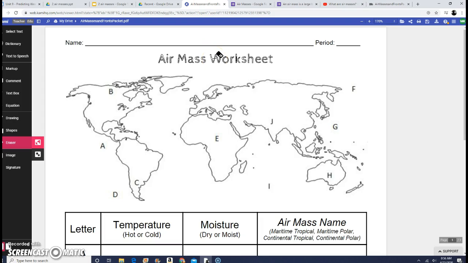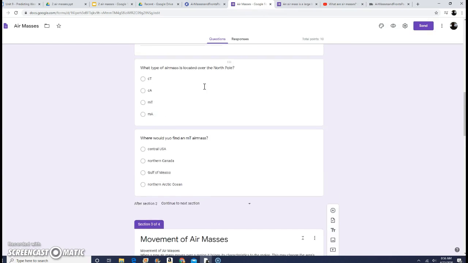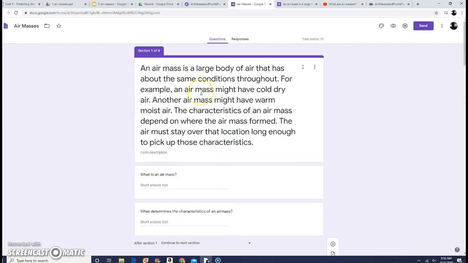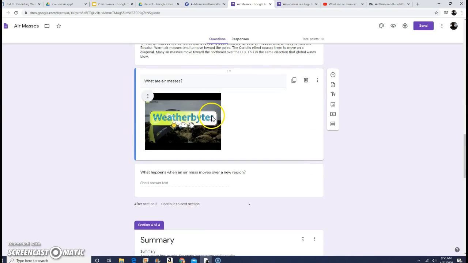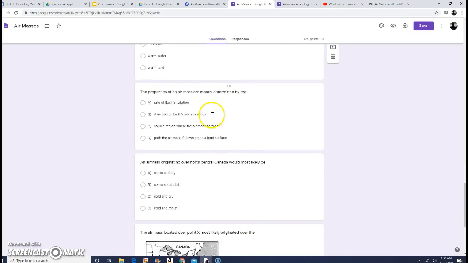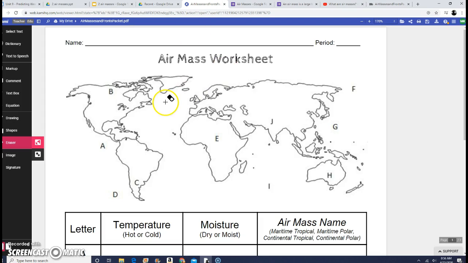So this would be a worksheet that would be an example. Now you don't have this worksheet, you're just going to follow along here as I do it, and then you'll have to do an Airmass Google form, which I'll post on the Google Classroom. This is going to be the Airmass form, where you have questions dealing with the reading. And there's also the video there again, you can watch it. And then the summary will have just a few multiple choice questions. But first, let's make sure you know how to do this.